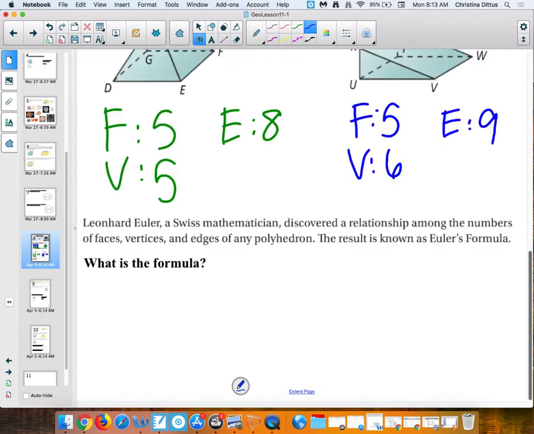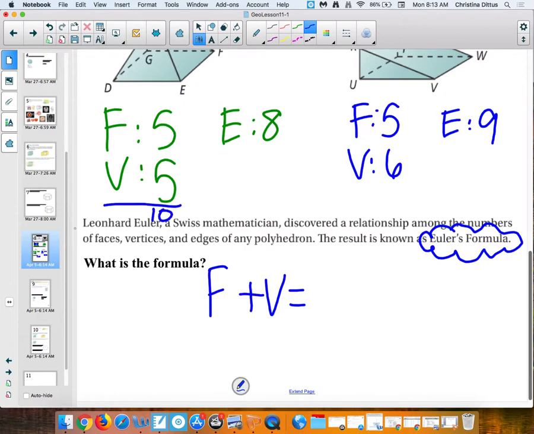Okay. We have a little formula that's called Euler's formula that tells us the relationship between faces, vertices, and edges. Okay? You combine your faces plus your vertices. Now you're going to give me the rest of it. What's faces plus vertices here? 10. What's faces plus vertices here? 11. How does it compare to our edges? 2. Yeah. So if I take my edges plus 2, I get the faces plus the vertices.